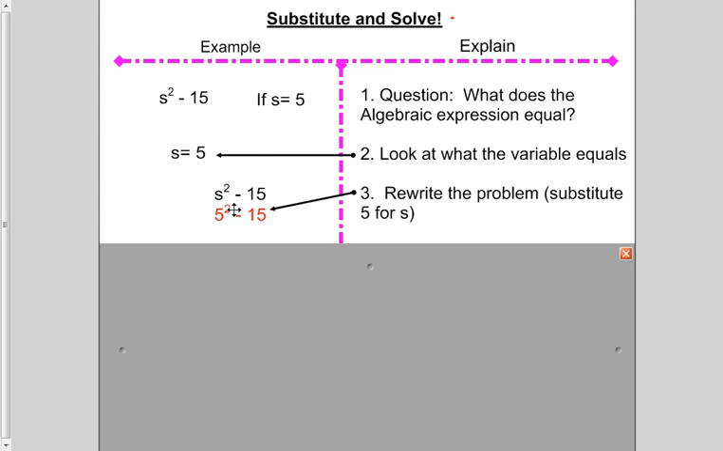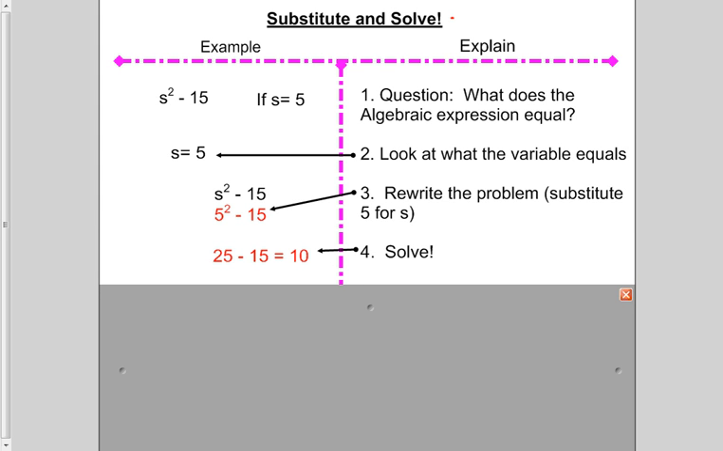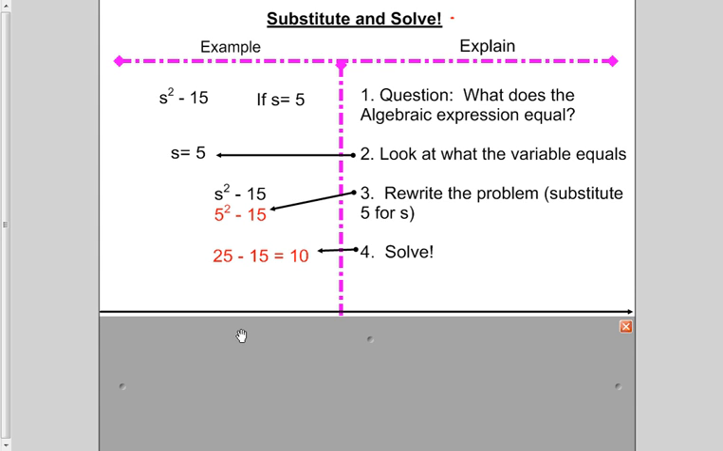Then I copied it's to the second power. I copied my subtraction sign, and I copied the 15. Now I have an expression that I recognize and something that I can solve using order of operations. So first I'll do exponents. 5 to the second power equals 25 minus 15. And then I'm ready to solve, and I can see that that is equal to 10.